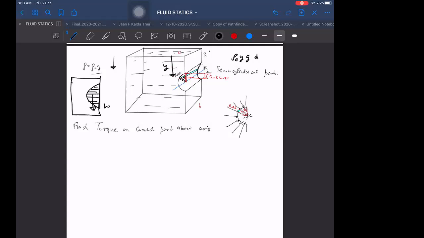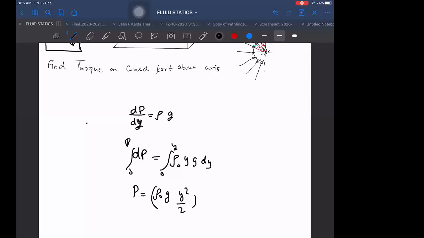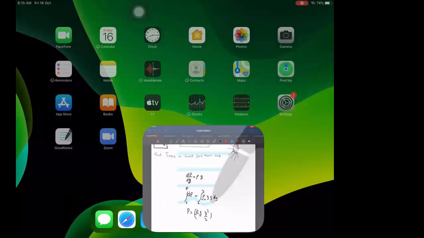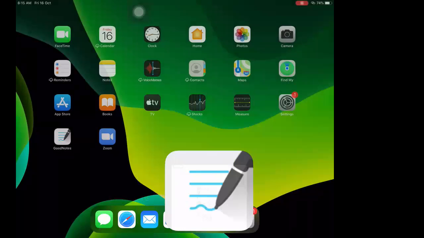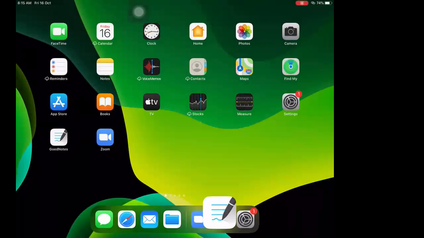The formula was wrong. I used the formula rho naught into g into y square by 2 as pressure, because we should start from dP by dy is equal to rho g. You understood that? Getting it? Understood, sir. So that was the mistake.